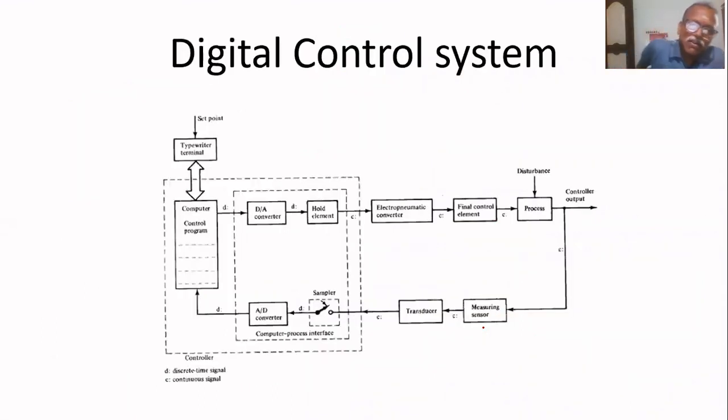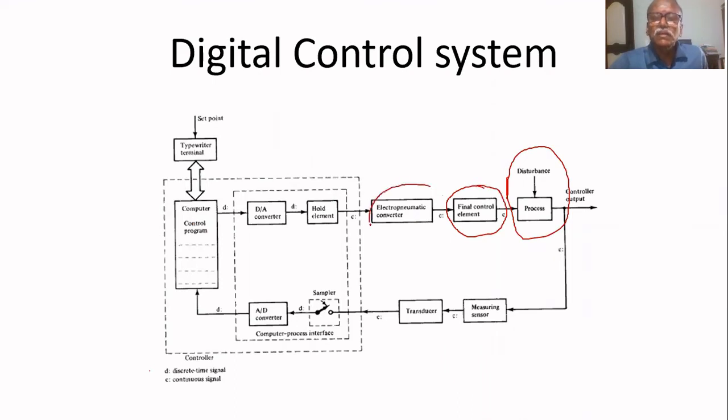So what is a digital control system? I already told you that this is an analog final controller, and the valve is also analog. So here we need 3 to 15 psi. Here 3 to 15 psi is required.